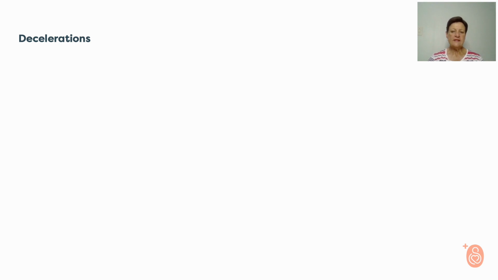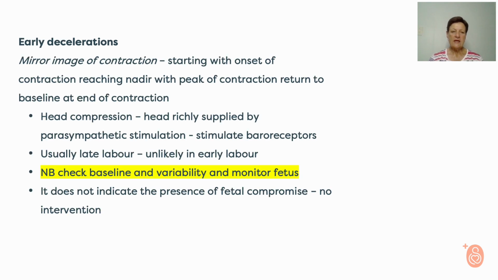Now, when we look at the different decelerations, we have said there are different types: early decelerations, late decelerations, variable decelerations, and prolonged deceleration. So first of all, we're going to talk about early decelerations. The definition says it's a mirror image of the contractions. It starts the moment that the contraction starts, it reaches the peak when the contraction reaches its peak, and it returns back to the baseline at the end of the contraction. And the main reason for this is usually head compression.